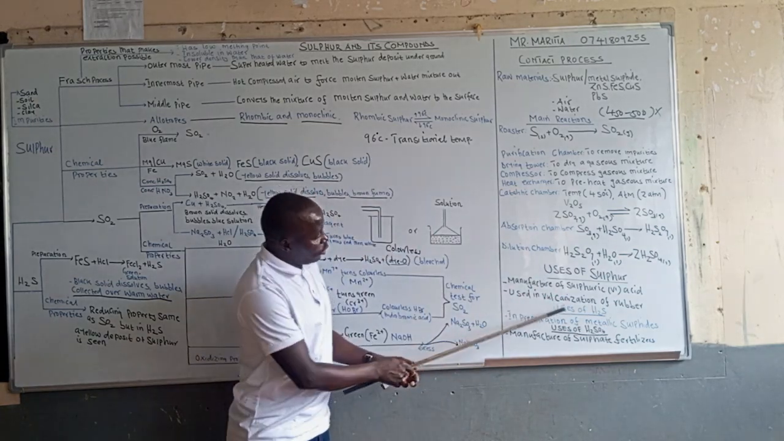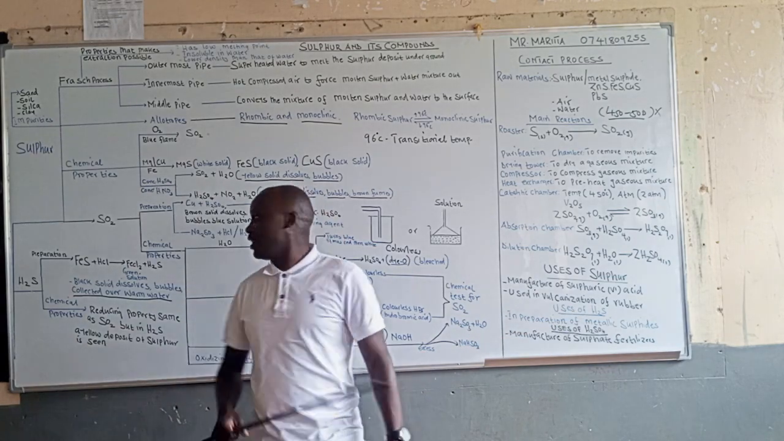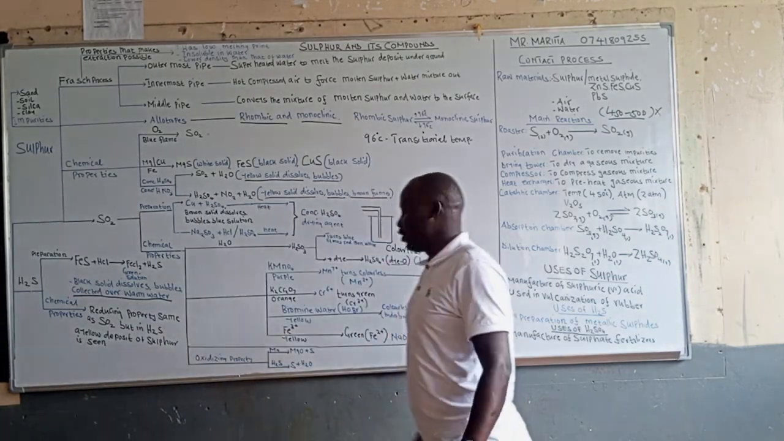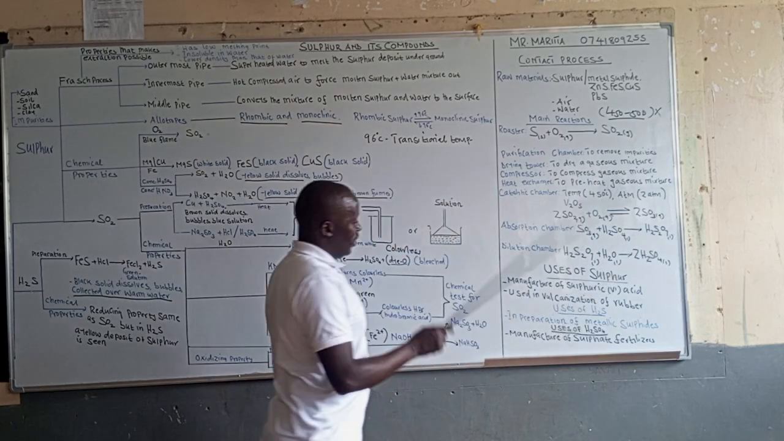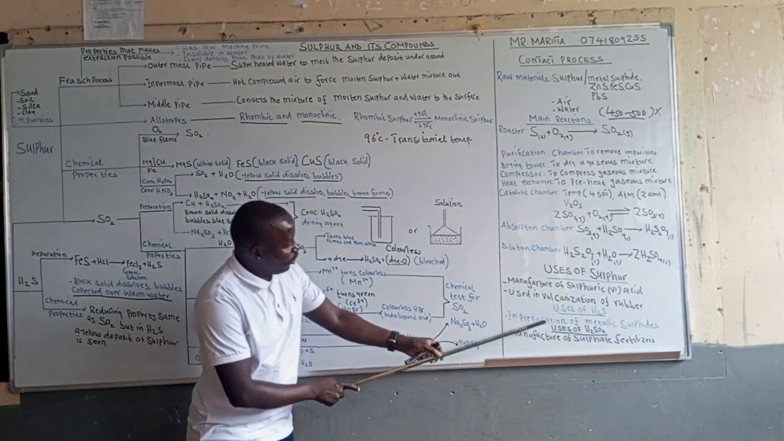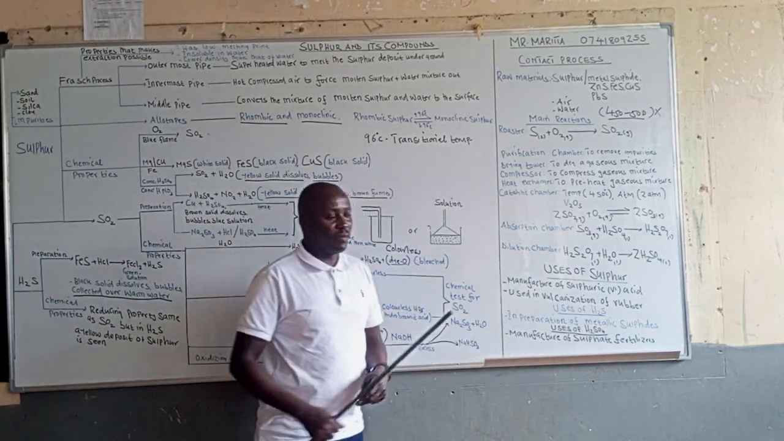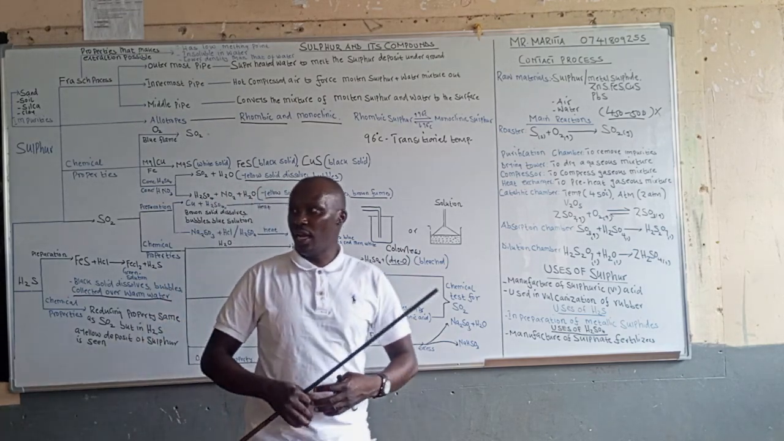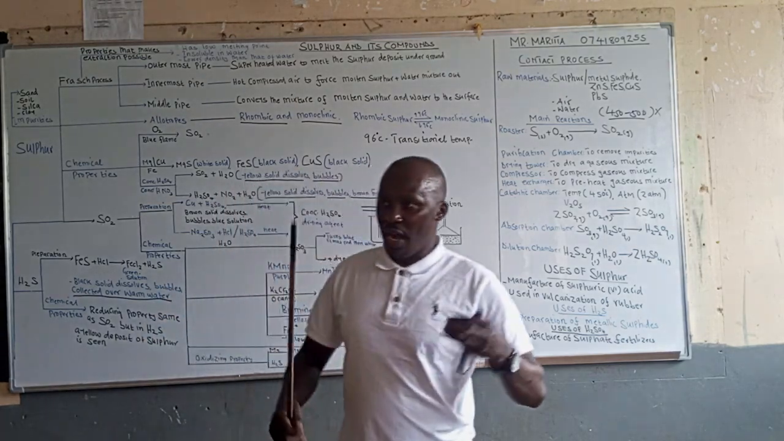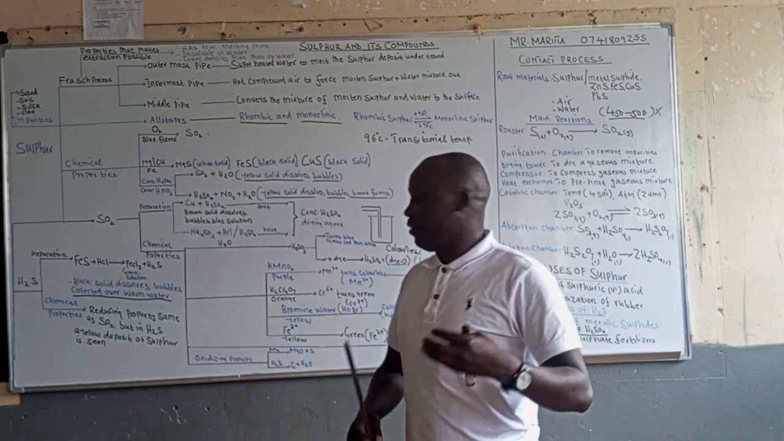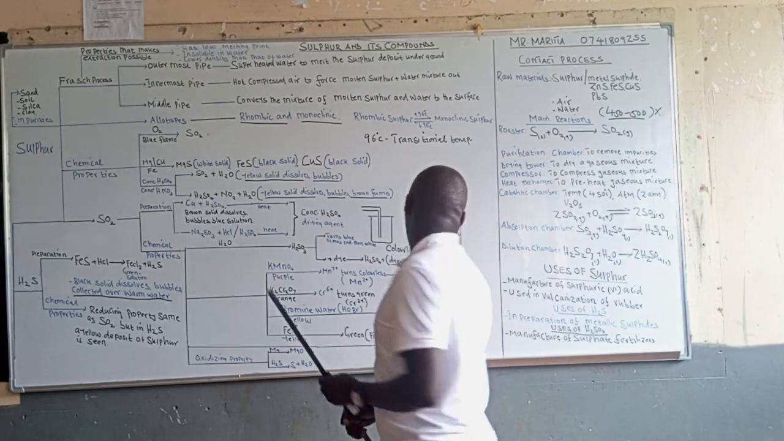Then we have the uses of hydrogen sulfide gas. It is used in the preparation of metallic sulfides. Metallic sulfides: we have iron sulfides, we have copper sulfides, and so on.